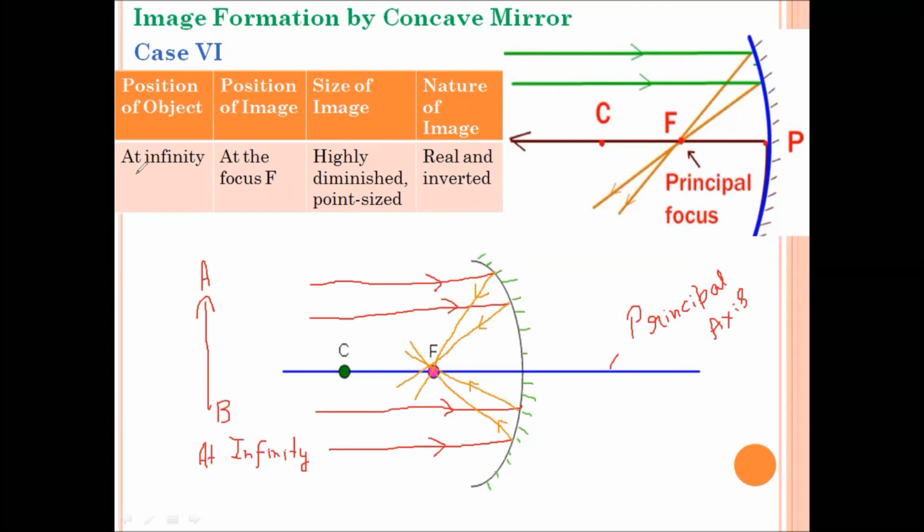So position of object is at infinity. Position of image is at the focus. Size of the image is highly diminished or point size. We can see the image formed is of very small size. So we call it highly diminished or point size. And the nature of image is real and inverted.